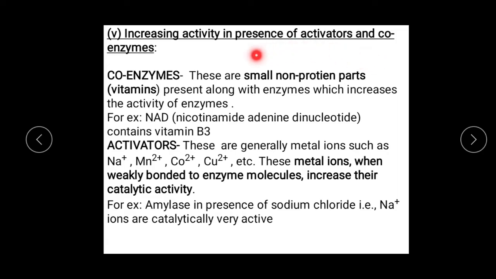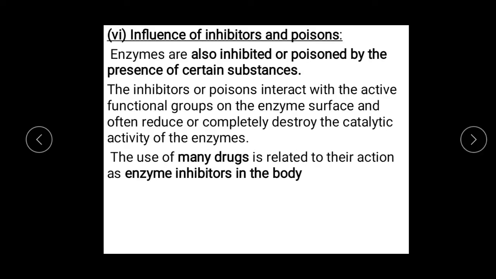The small non-protein parts which are usually proteins and present along with enzymes and increase the activity of enzymes are known as coenzymes. Example, NAD, which contains vitamin B3. Then we have activators. These are metal ions when weakly bonded to enzyme molecules increase their catalytic activity. Example, amylase in presence of sodium chloride, that is sodium ions, which makes it catalytically very active.